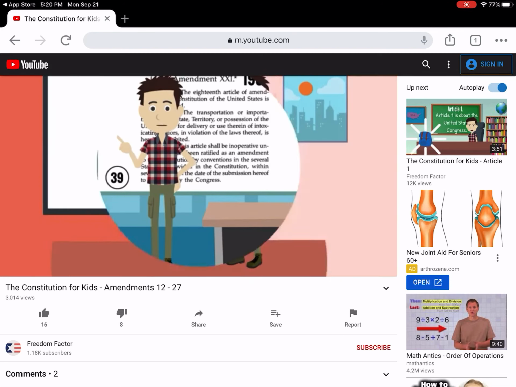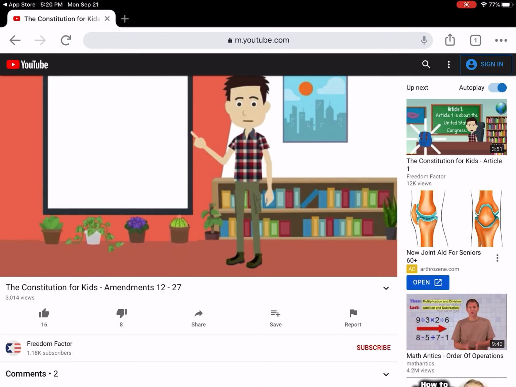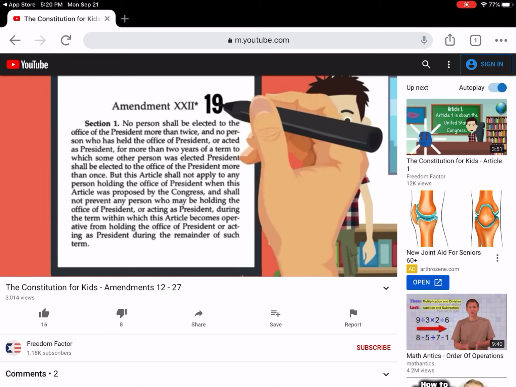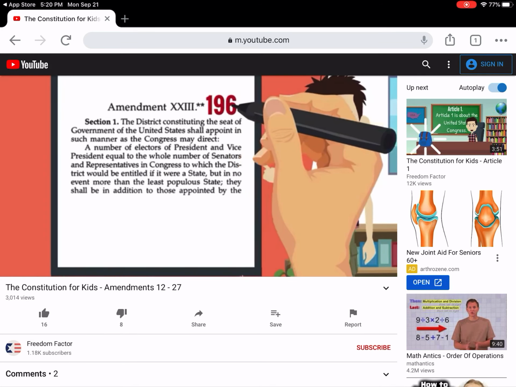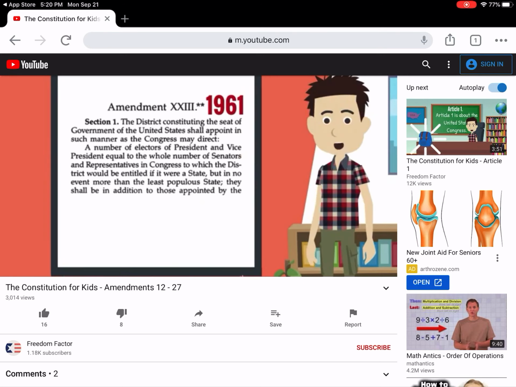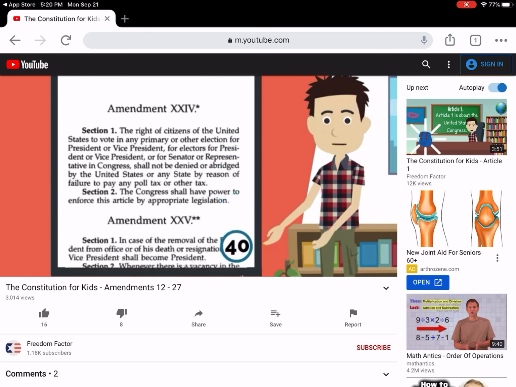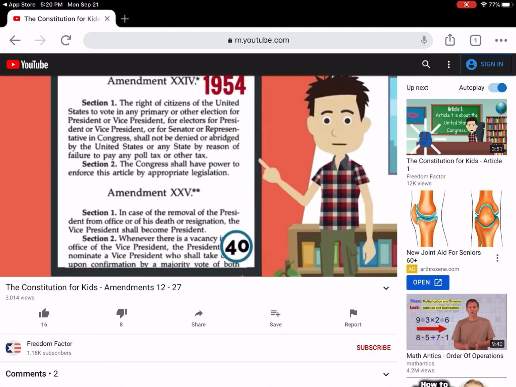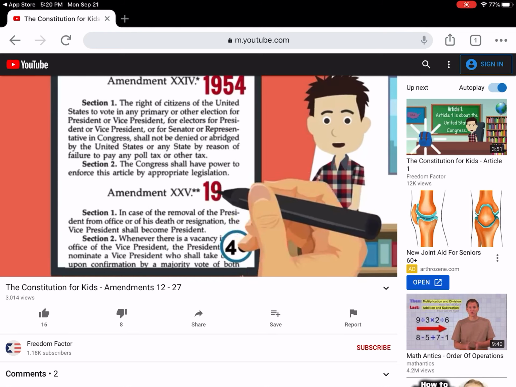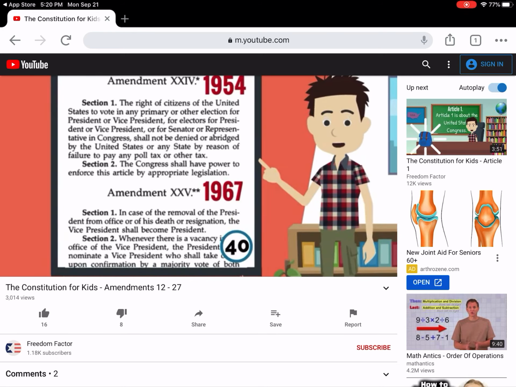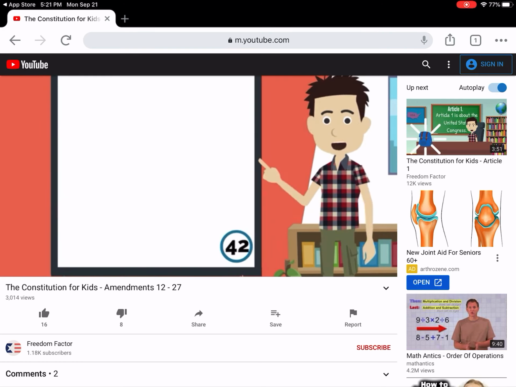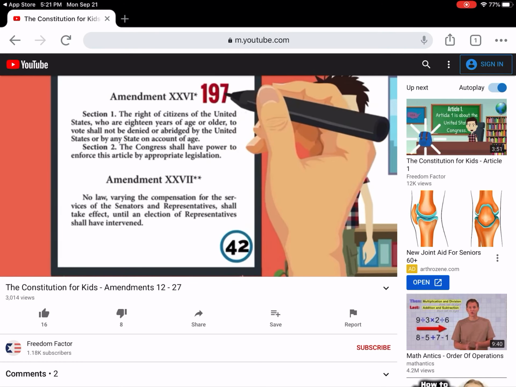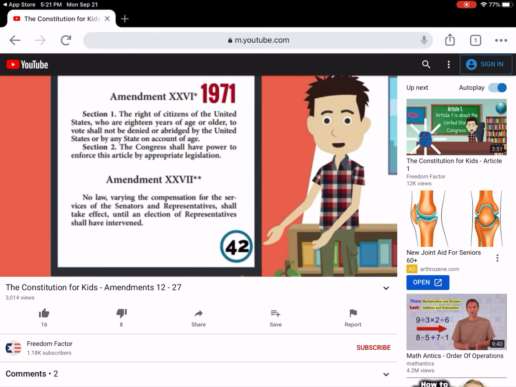Let's work first. All right, now write 1951 next to the 22nd Amendment and 1961 next to the 23rd Amendment. Now turn the page. You are on page 40. Write 1954 next to the 24th Amendment. We're getting close. And write 1967 next to the 25th Amendment. One last page. You can feel it. You're almost there. Turn to page 42 and write 1971 next to Amendment 26.